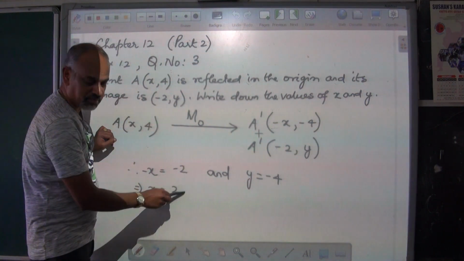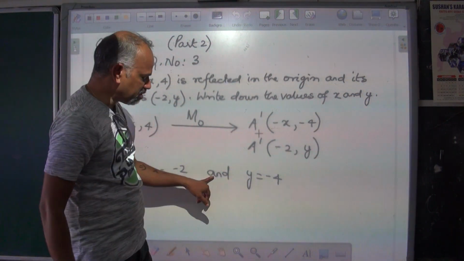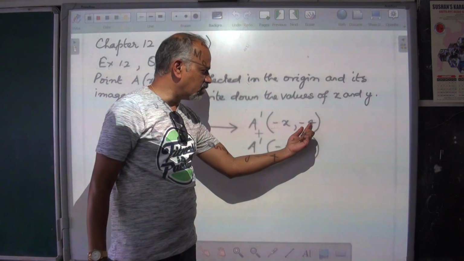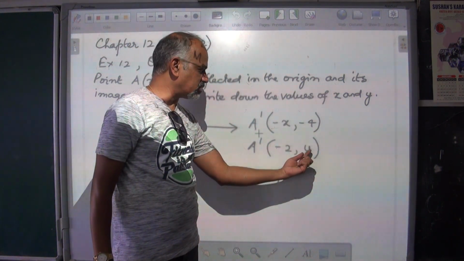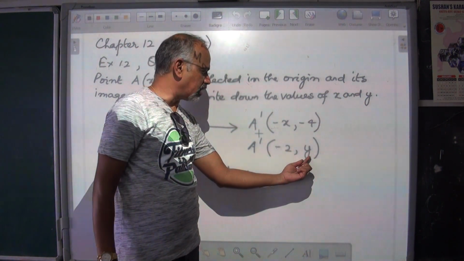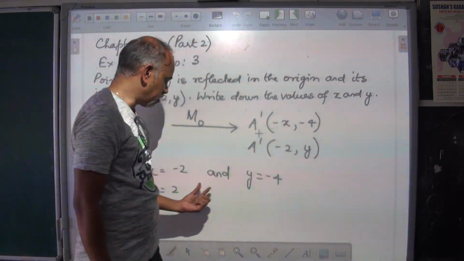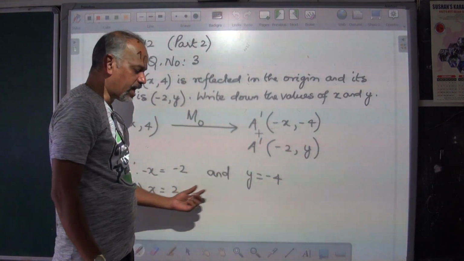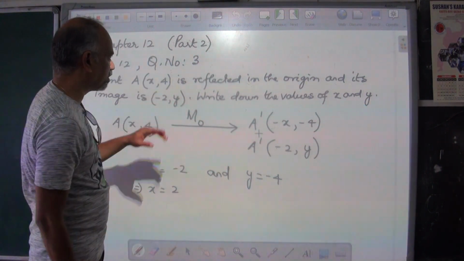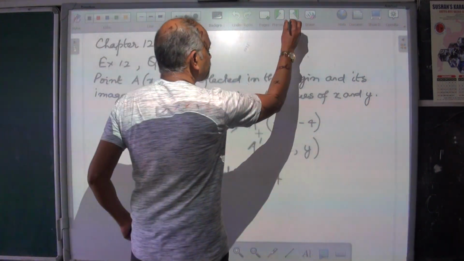Okay. So this is the value of x. And similarly, y is equal to minus 4, or minus 4 is equal to y, or in other words, y is equal to minus 4. So these are the two values of x and y. Okay. That's one question. Next.